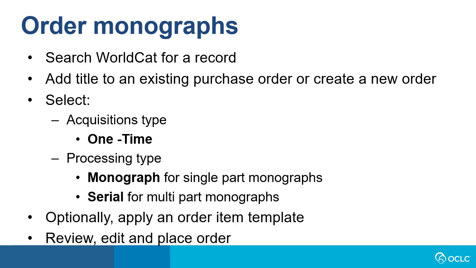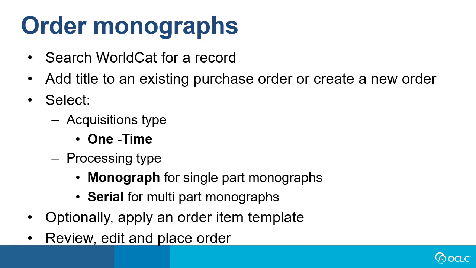Next, you'll need to add the item to an existing open purchase order, or you can create a new purchase order for the item or items you're ordering. For the acquisitions type, you'll need to select one time since it's a monograph, and for the processing type, you'll need to select monograph for a single part item or serial if you're ordering a multi-part monograph.